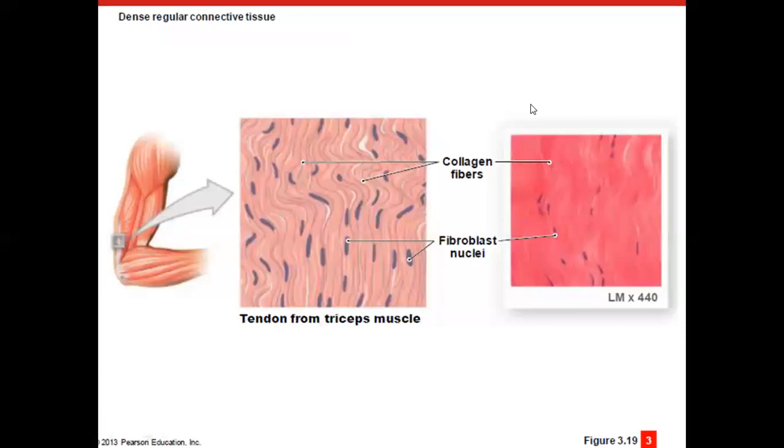So this is dense regular connective tissue. This would be a tendon from the tricep muscle in the back of your upper arm. So look, the fibers all run in the same direction. There are nuclei, right? These are nuclei of fibroblasts. Remember, fibroblasts produce these collagen fibers. So all these collagen fibers run in the same direction. They're really tightly packed together.